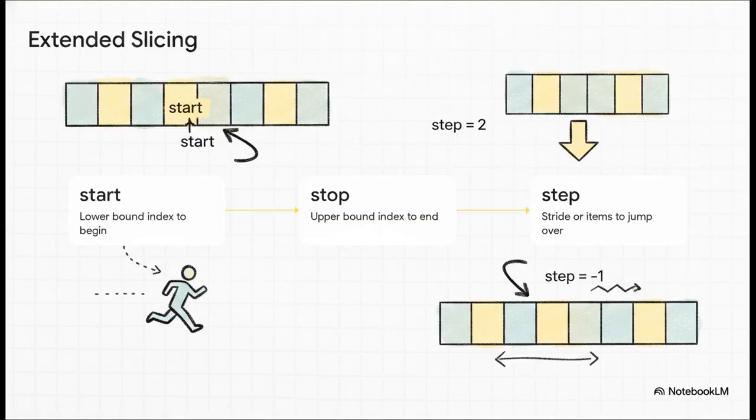For the more complex stuff, Python uses extended slicing, formatted as start, stop, step. That third parameter, the step or stride, is a total game changer for maneuvering through arrays. Let's say you want to extract every second item in a massive dataset. You just set the stride to 2. Simple. Set the stride to -1, and Python will literally read your entire list backwards. It's just an incredibly elegant way to traverse your data natively.